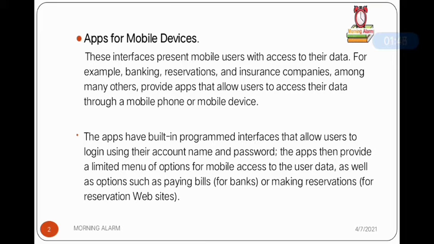The next one is apps for mobile devices. In this interface, the database is provided to the user in the form of apps. For examples, we can take banking, reservations, and insurance companies. In these, they provide apps that allow users to access their data through a mobile phone or mobile device. The user can use their data by using the mobile phone with the help of these apps.